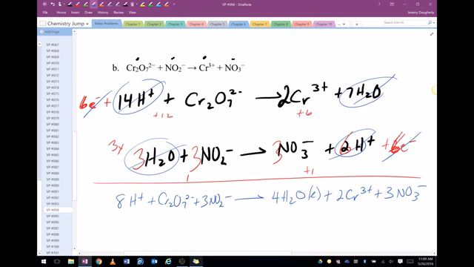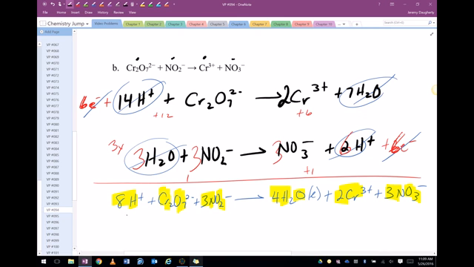Let's make sure it's mass and charge balanced. We've got 8 protons, 8 hydrogens, 2 chromiums, 7, 9 oxygens, 4, did I count something wrong here? Yeah, I did. That's 13 oxygens. So that's 4 plus 9, which is 13 oxygens. 3 nitrogens. So it is mass balanced.